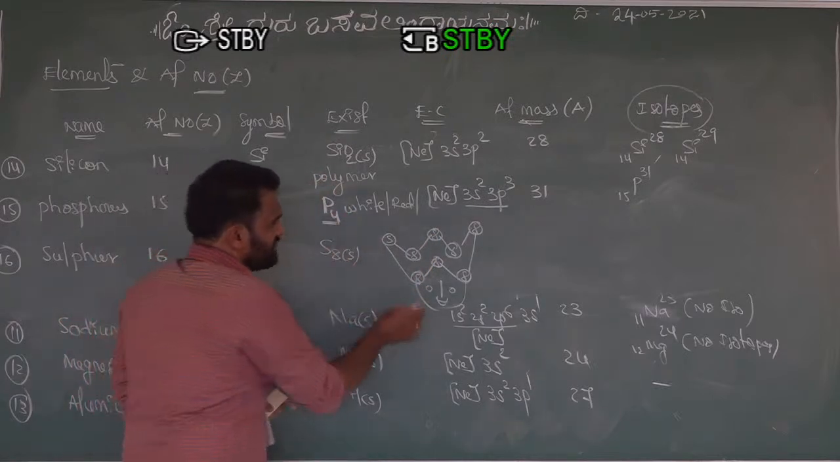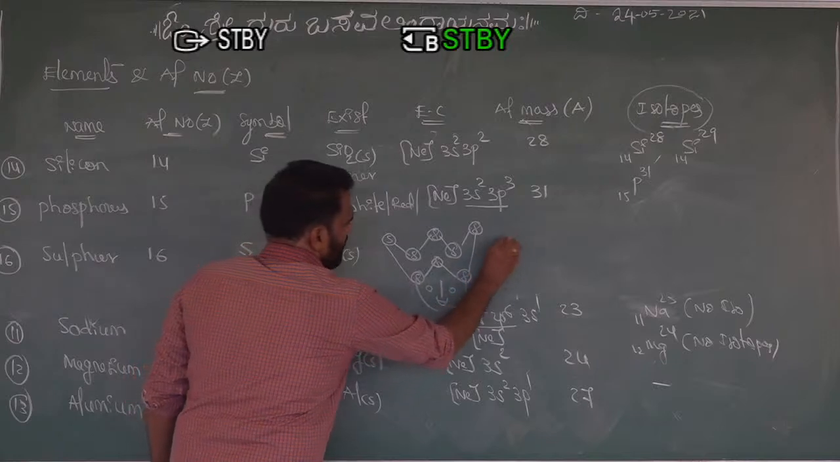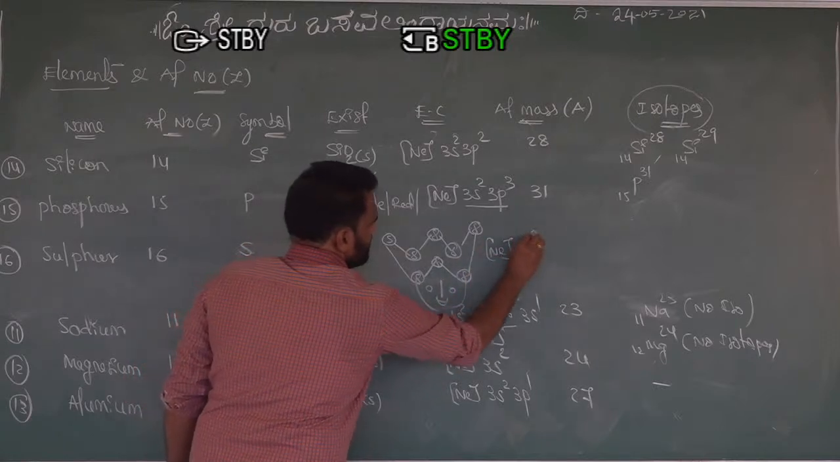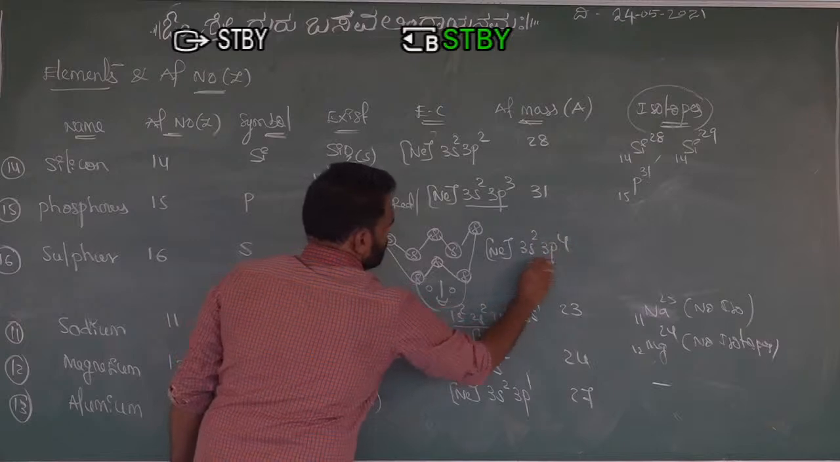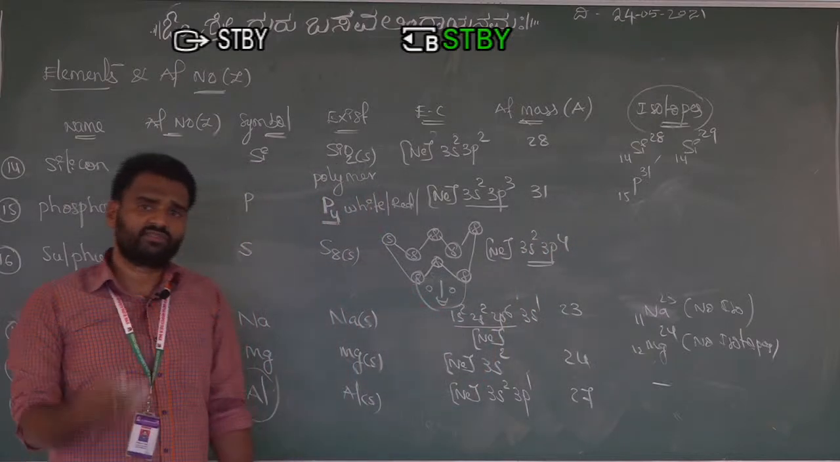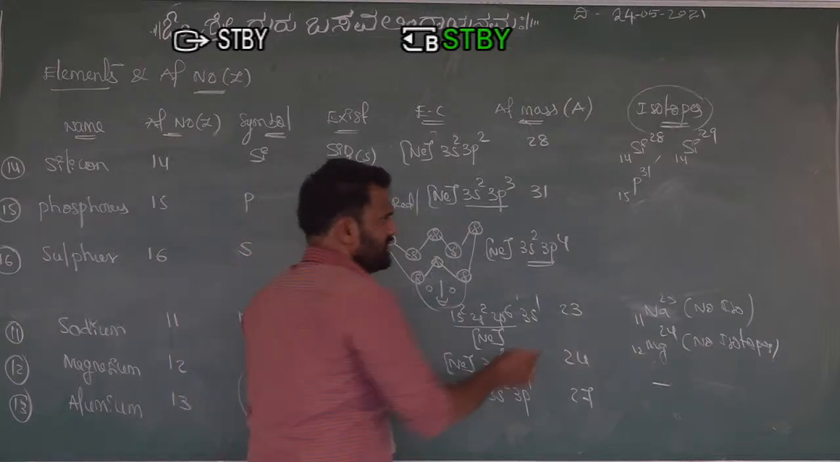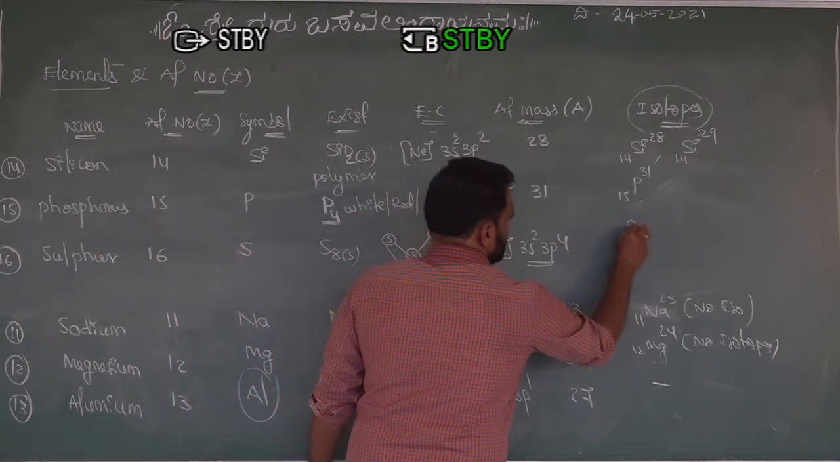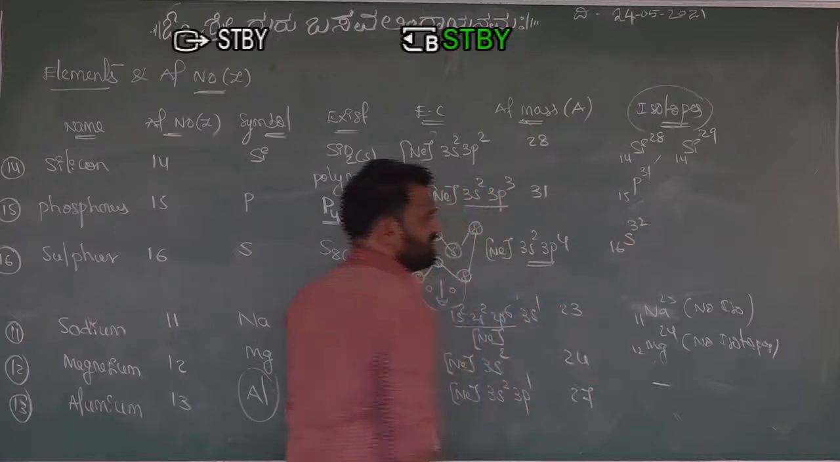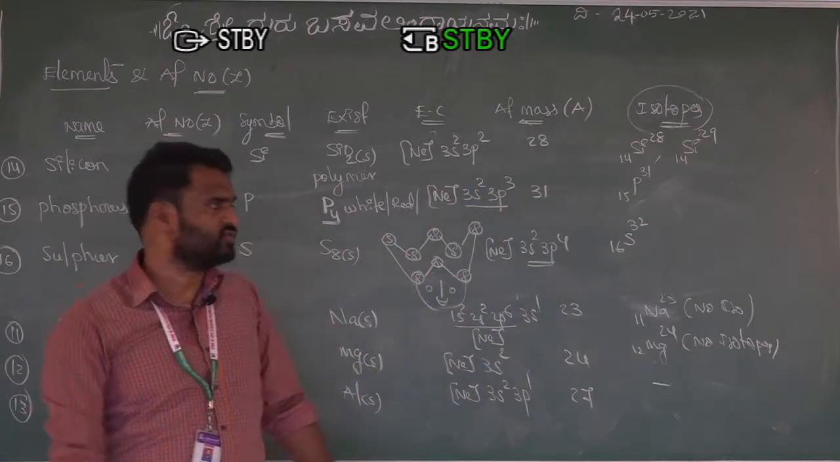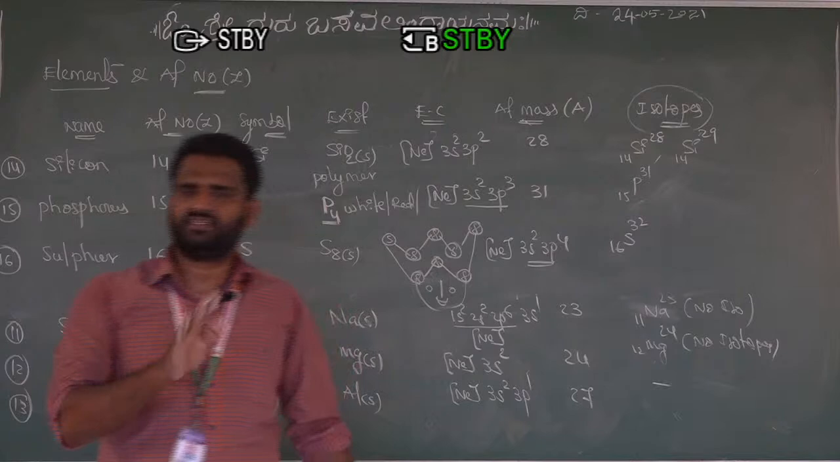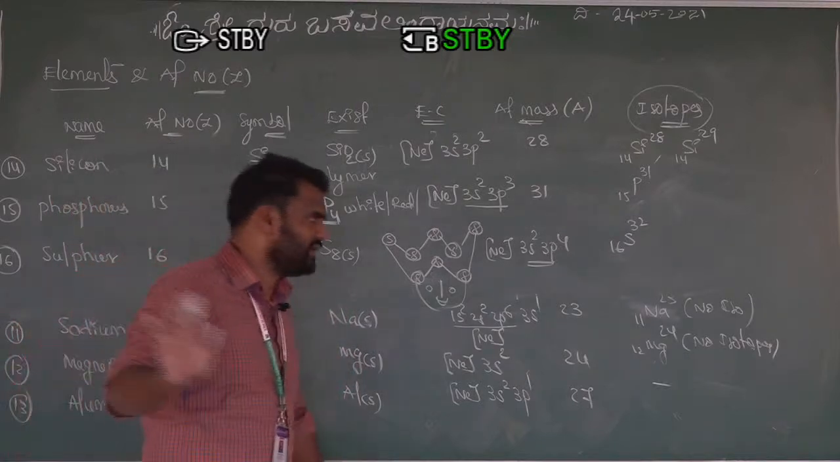Next, the electronic configuration of sulfur is after neon 3s2 3p4. Sulfur and oxygen both belong to the same group, the 16th group; later we'll discuss. Sulfur mainly exists as sulfur 32, and other isotopes are negligible. Their percentage is very, very small.